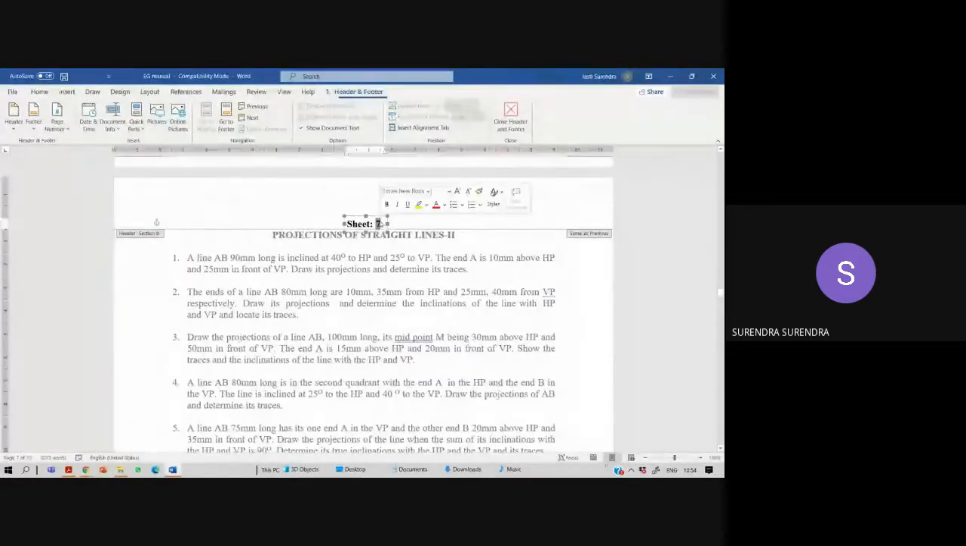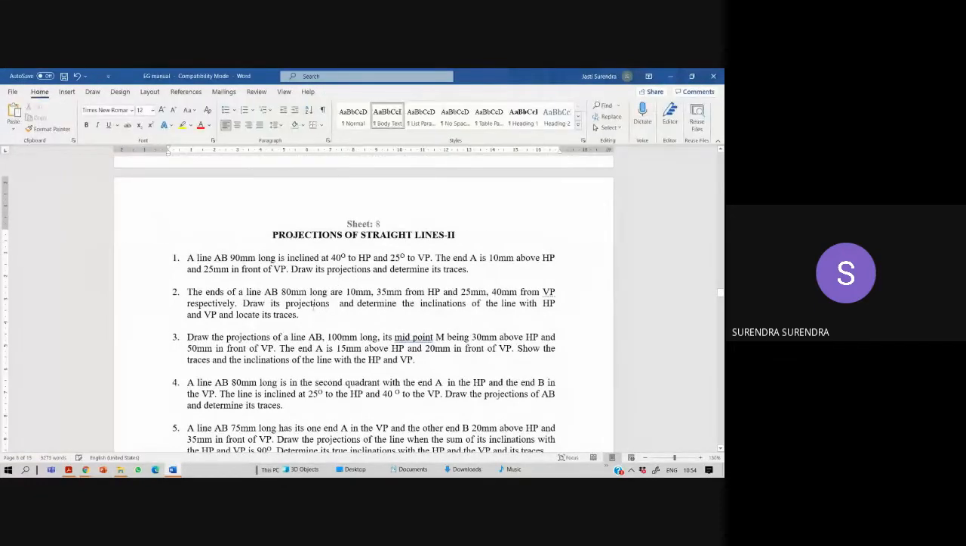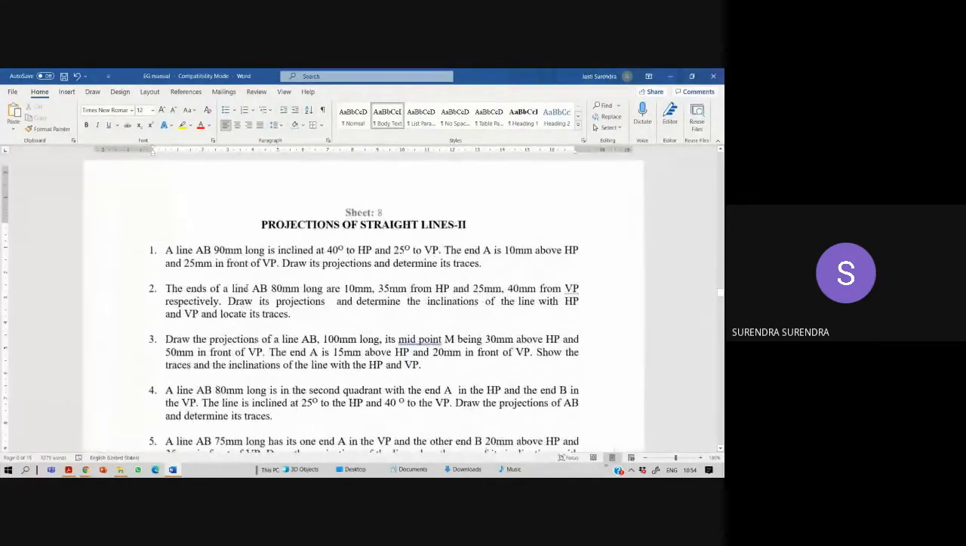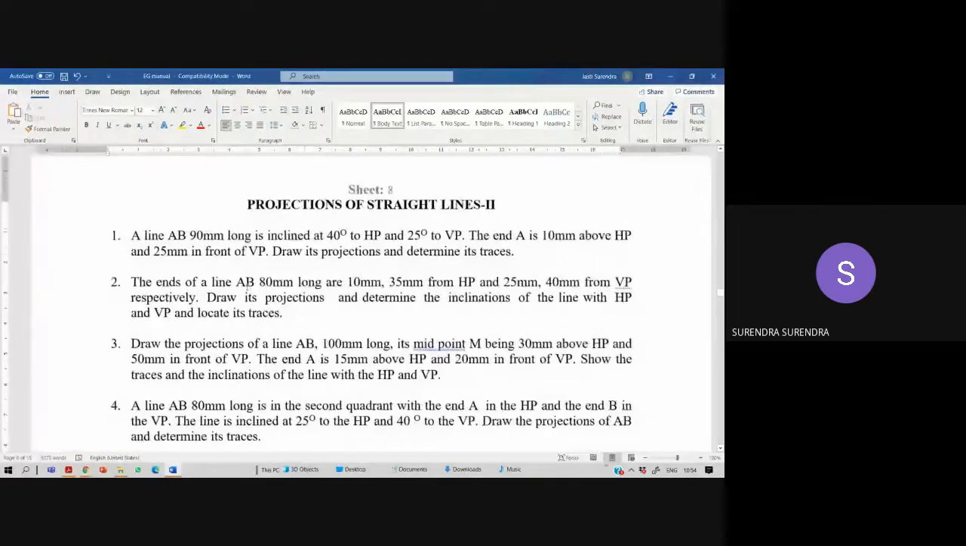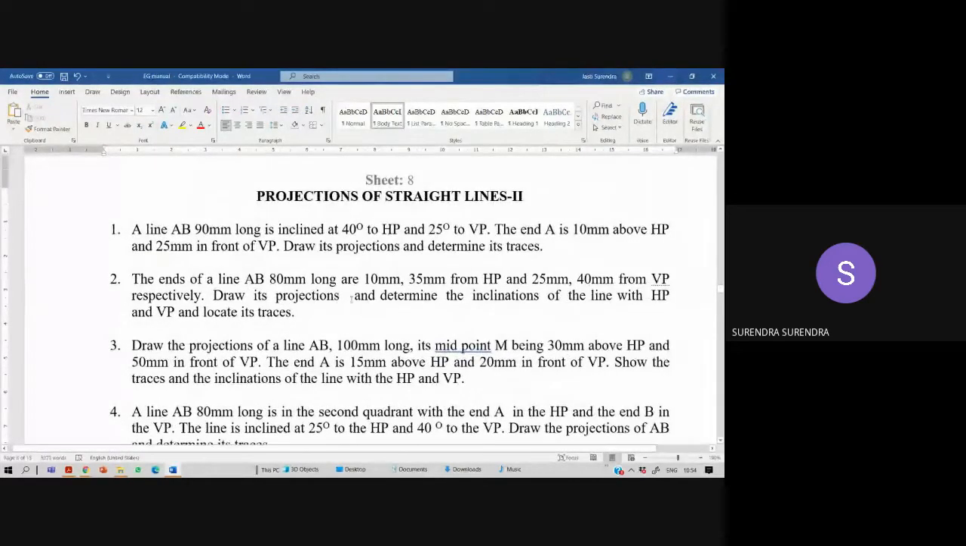So this is not sheet number 7, it is sheet number 8. Note the first problem. Try to write the data in the simple form. No need to write the entire problem. Write it in the simple form.